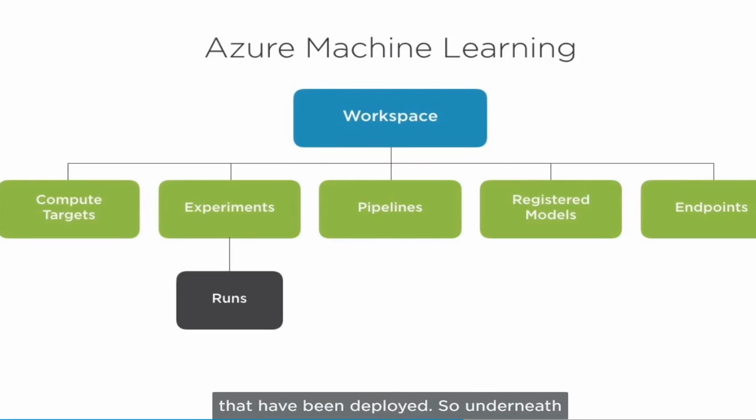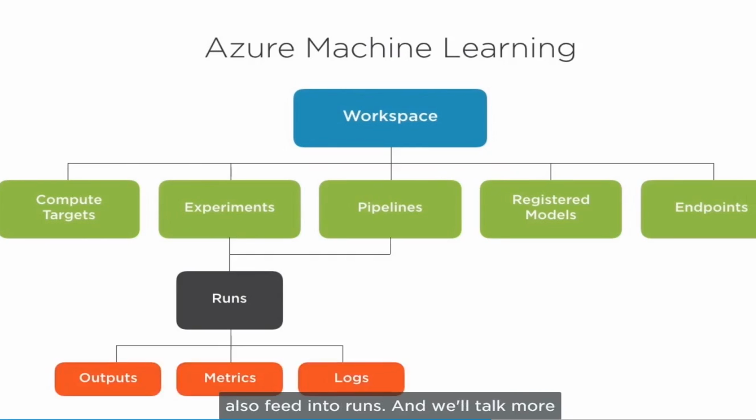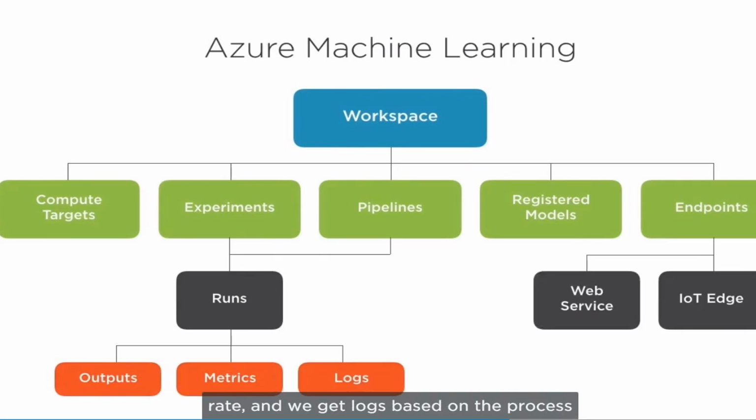So underneath experiments, we have runs, and runs are individual passes of our experiment. And we might have 100 runs for a single experiment, for example. And pipelines also feed into runs, and we'll talk more about that in an upcoming module. But out of runs, we get outputs, things like our model. We get metrics, like our accuracy rate, and we get logs based on the process. And then out of endpoints, as mentioned, we can have our web service endpoints. We also can have IoT Edge deployments. So in this course, we're going to be focusing primarily on web services.